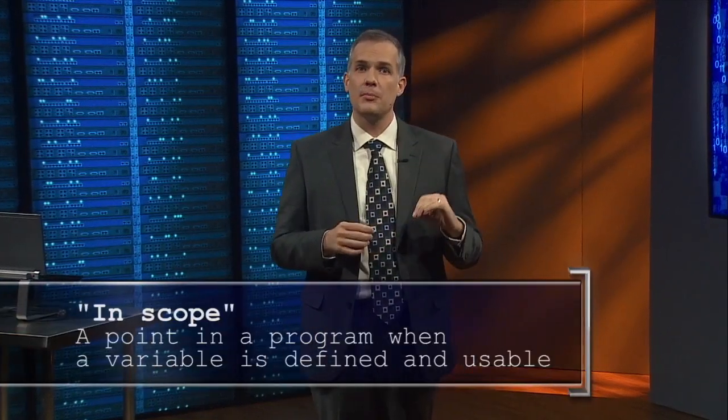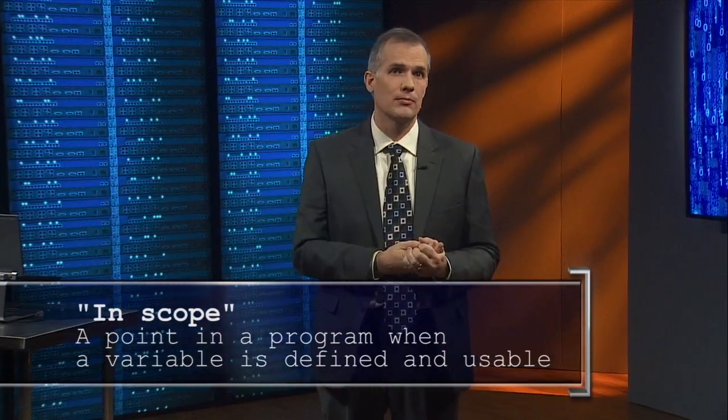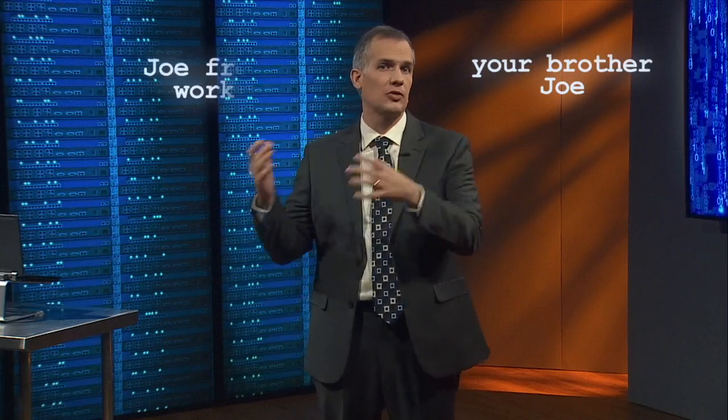When we say a variable is in scope, it means that at that point in the program, it's defined and usable. I'm sure you know two people who have the same first name. Have you ever found yourself in a situation where there's been some confusion because of that? You have to say, "Oh, I don't mean your brother Joe, I'm talking about Joe from work." Normally, it'll be clear from the situation you're in which Joe you're referring to. But sometimes it can get confusing.